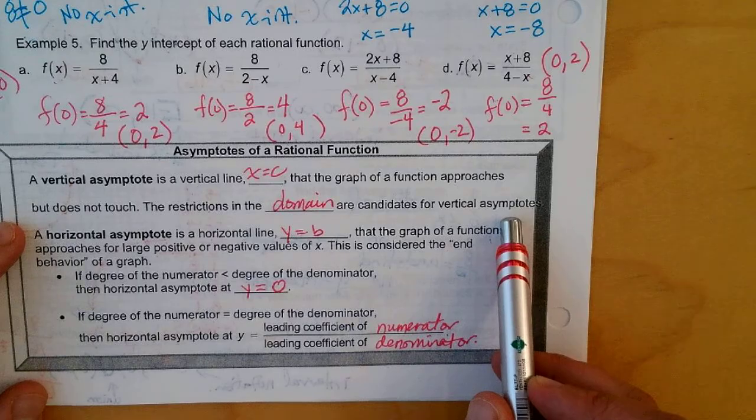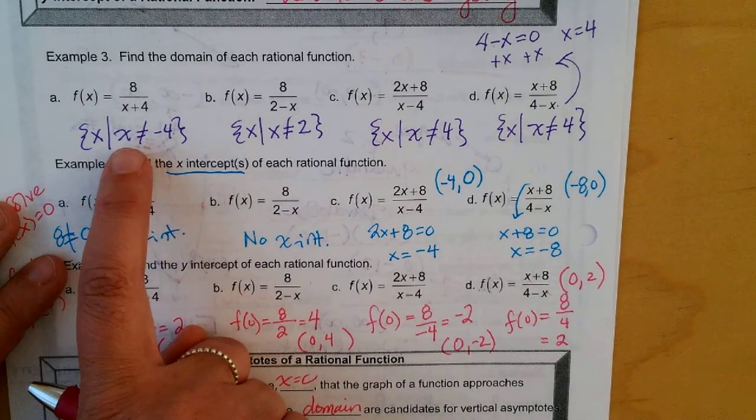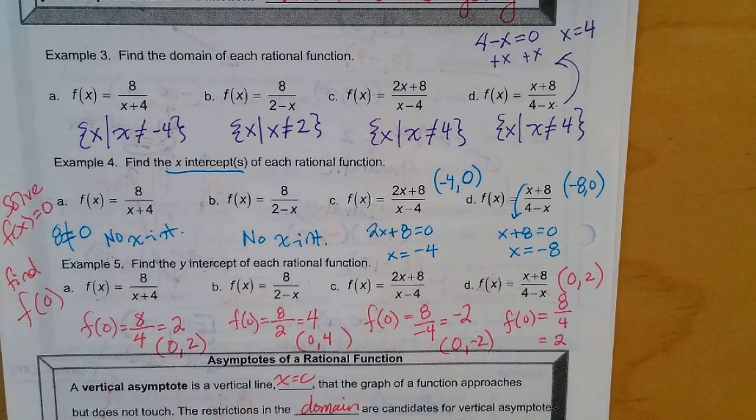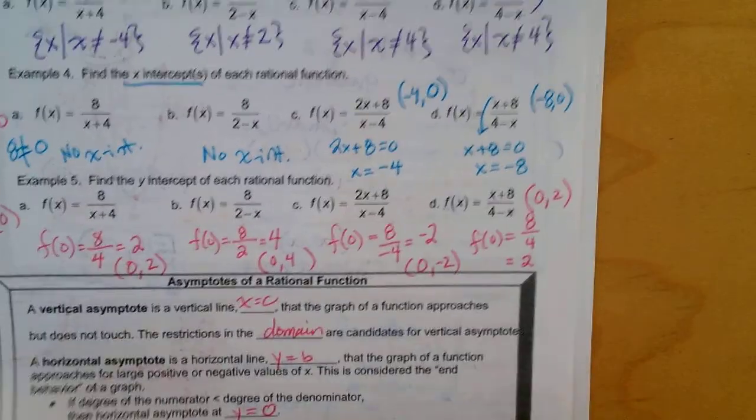The restrictions of the domain are candidates for vertical asymptotes. What does that mean? When we were looking at the restriction of the domain, because I cannot use x equals -4, what happens to the graph at that point? Well, the graph freaks out, and it cannot cross that line, x equals -4, and we're going to see that when we graph in a moment.